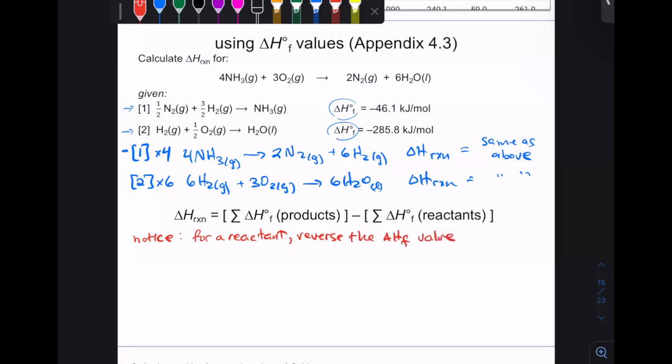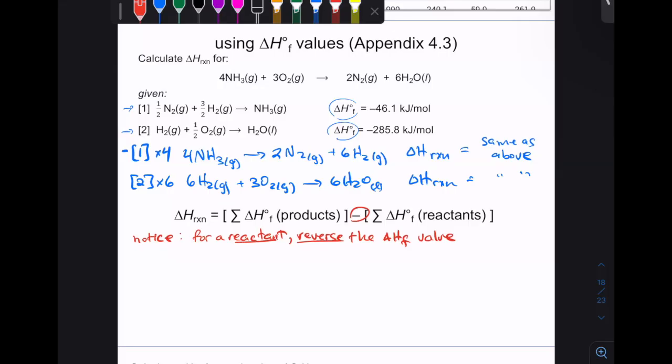That's what we did for reversing reaction 1 because we needed NH3 as a reactant. But the definition of a formation reaction is that we're forming it. It's a product. So all the reactants are reversed. That's why there's a negative sign here. And we're just going to sum them up. Now we also need to apply what the molar quantities are for each reactant.